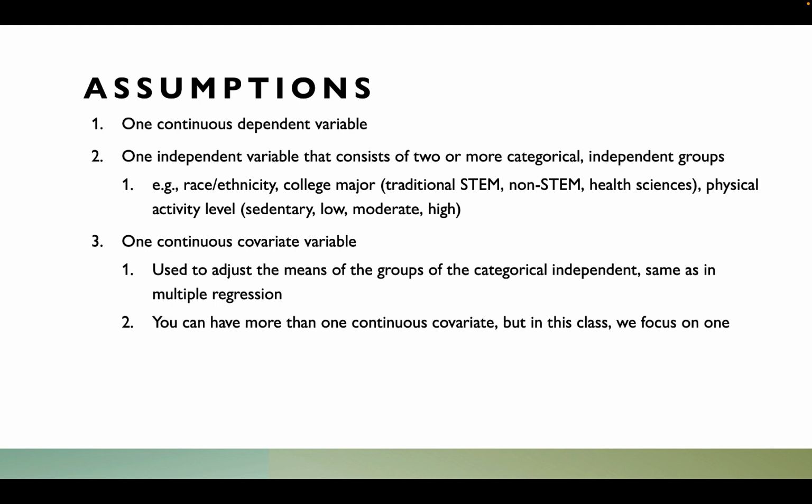You can have more than one continuous covariate, but in this class, we're just going to focus on one. And if your covariate is categorical, then the analysis is not always called an ANCOVA.